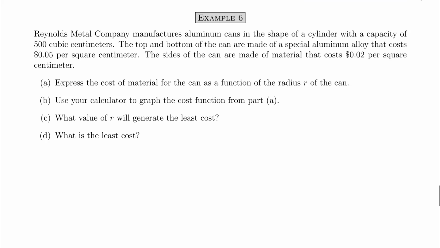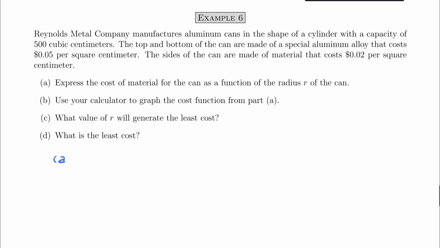Okay, so what we're looking at here, it says the Reynolds Metal Company manufactures aluminum cans in the shape of a cylinder with a capacity of 500 cubic centimeters. The top and bottom of the can are made of a special aluminum alloy that costs 5 cents per square centimeter. The sides are made of a material that costs 2 cents per square centimeter. Part A, express the cost of the material for the can as a function of the radius of the can.